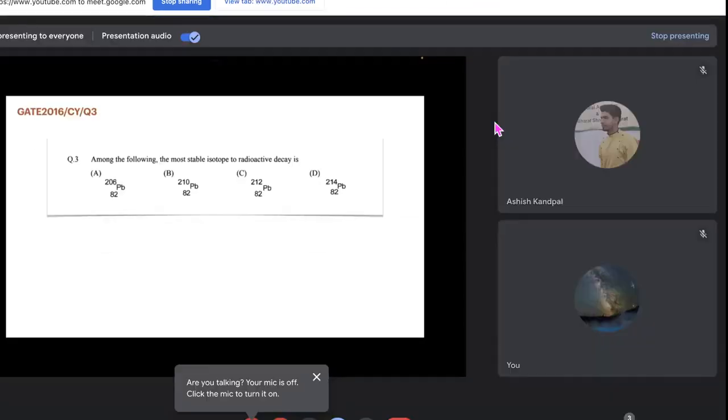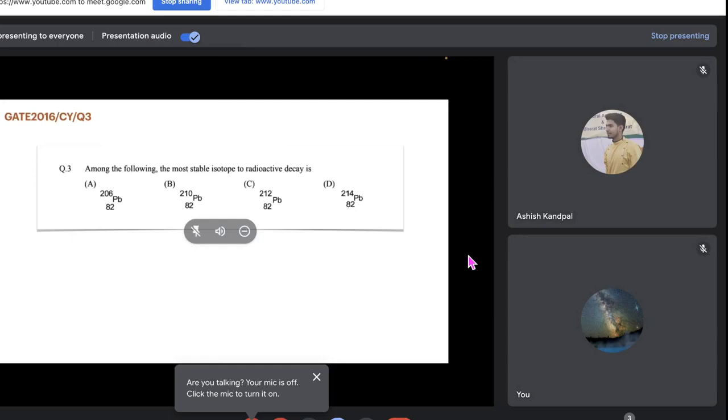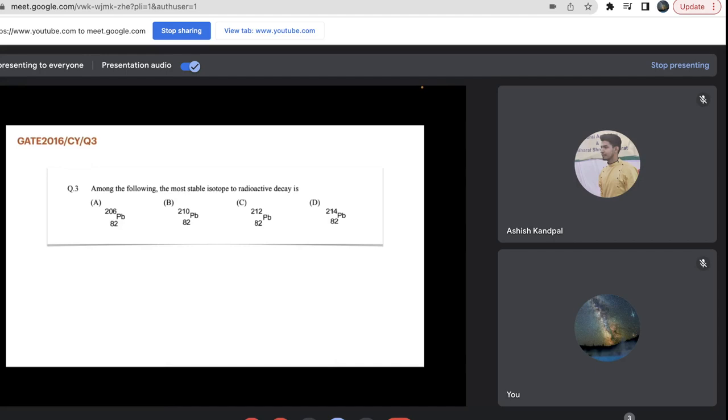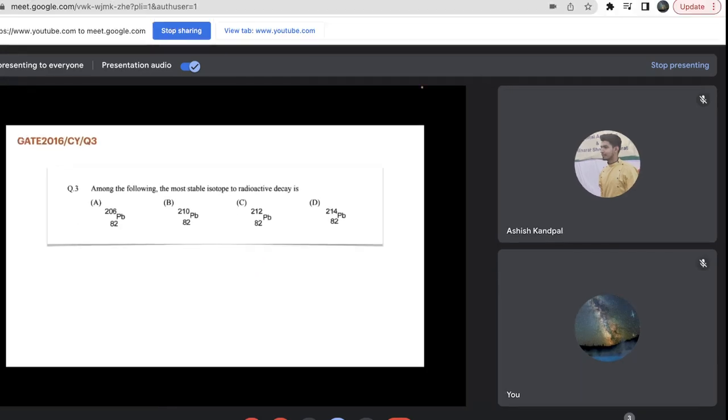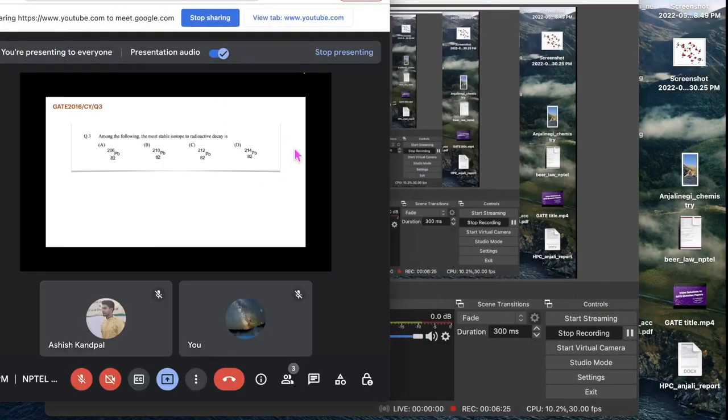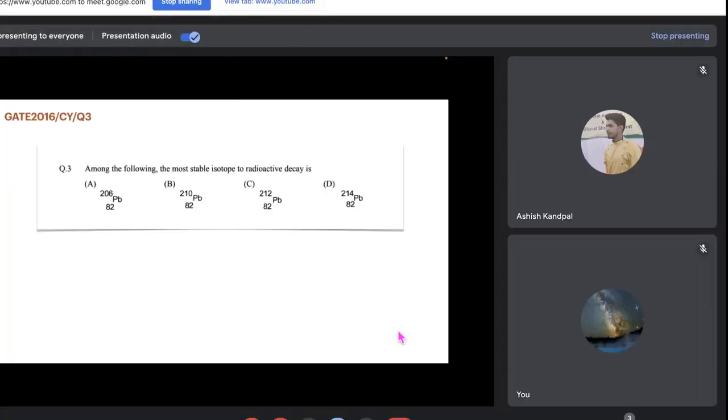Hello everyone. In this video, I will be solving GATE 2016 chemistry question number 3. It states that among the following, the most stable isotope to radioactive decay is. So we are given 4 different options of lead where the atomic mass is varying. So we need to find out the most stable isotope among them. So before I go through the question, let's go through some basics.